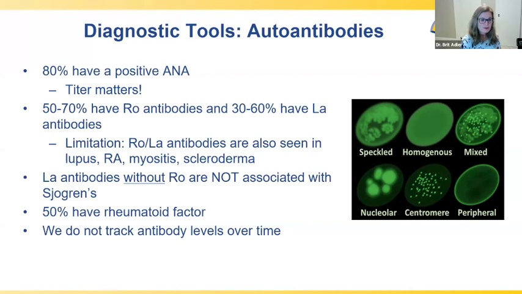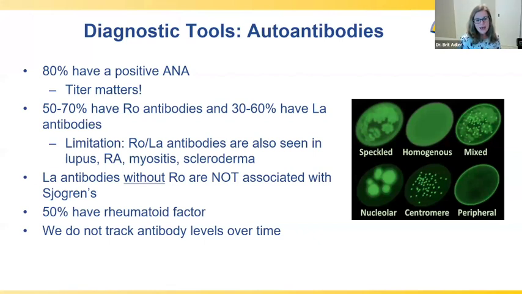Ro and La antibodies are actually quite common in other autoimmune diseases. They're very common in lupus. We sometimes see them in rheumatoid arthritis, myositis, scleroderma. So they're not very specific at all. That being said, they are often present in Sjögren's, and especially if a patient has dryness, it can be very indicative that they have Sjögren's. La antibodies without Ro are not associated with Sjögren's, which is why they're not in the classification criteria.